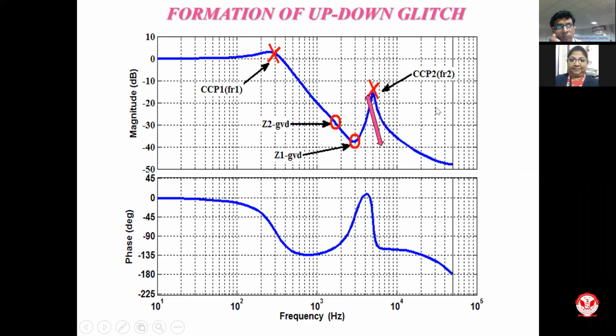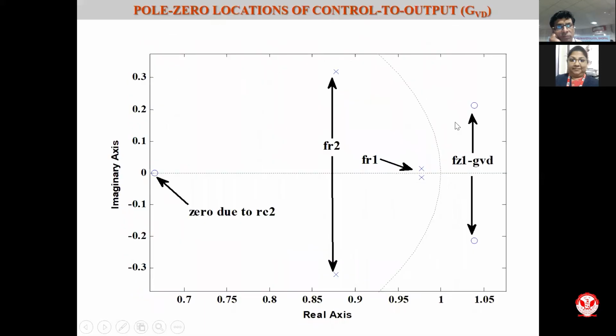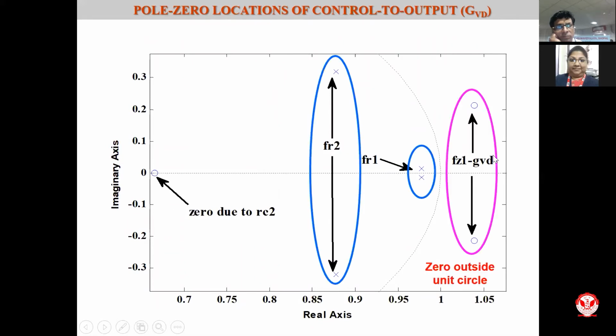This up down glitch, its peak and its width, depends on the frequencies and the dampings of these poles and zeros. Which is seen here that this is placed outside the unit circle, although the remaining are inside the unit circle. So this needs to be shifted inside the unit circle if possible. If not, you need to make an arrangement such that the dampings can be changed and eventually that up down glitch can be minimized.